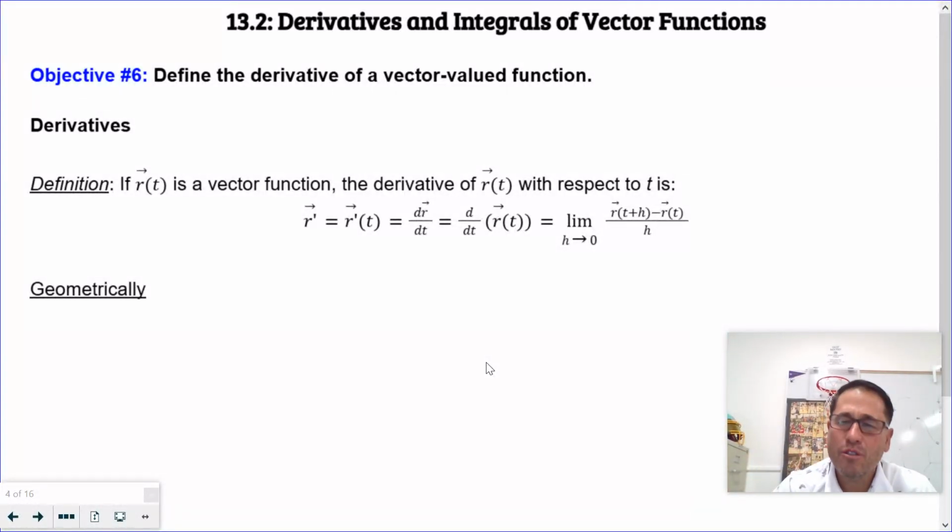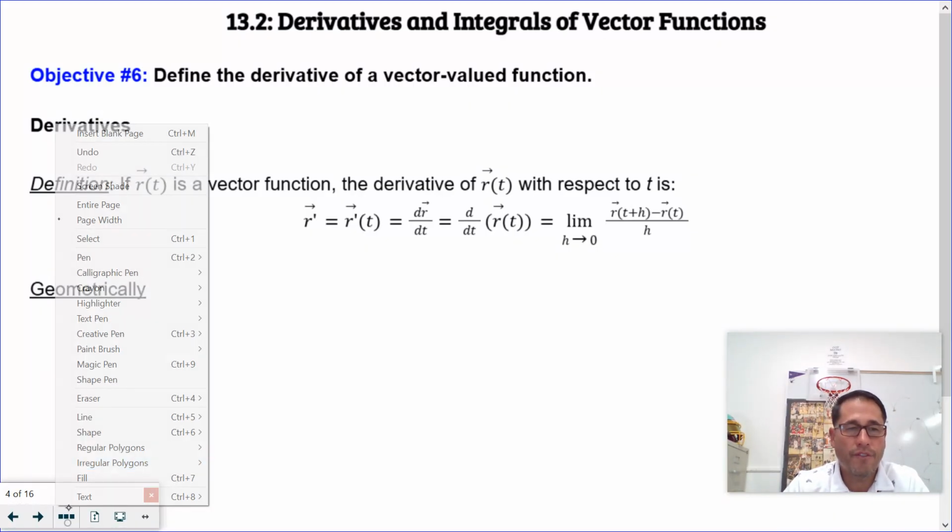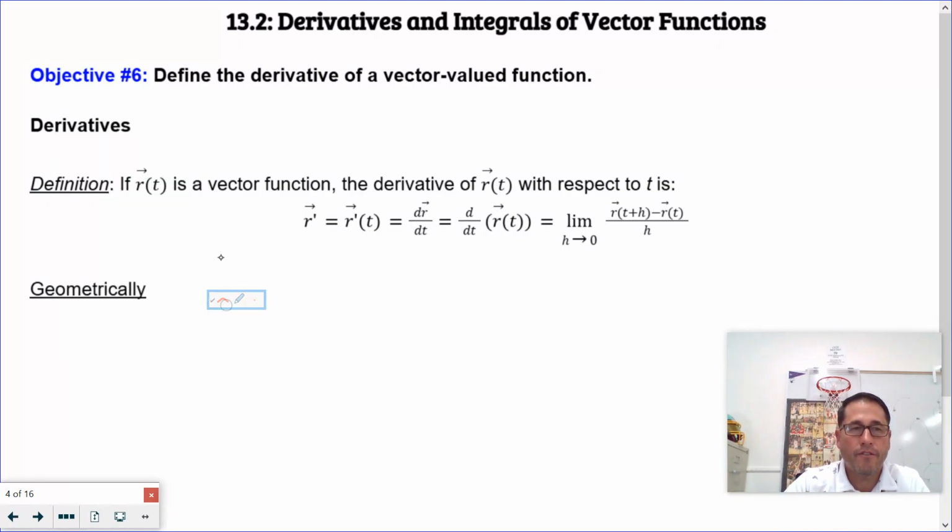13.2, derivatives and integrals. Oh man, terms we're familiar with. And we're going to relate those with our vector functions. All right, objective 6. Objective 6 is define the derivative of a vector valued function. All right, let's kind of make sense of all this stuff.